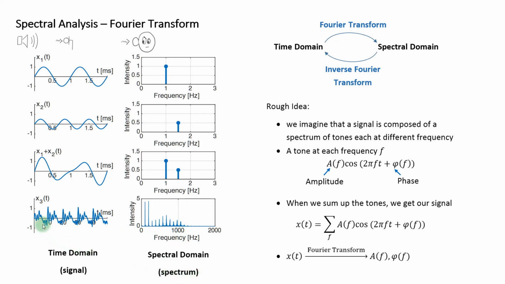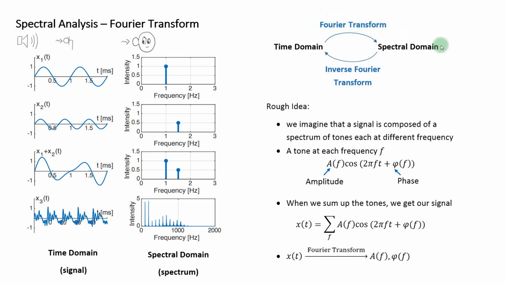Now, if you want to analyze a signal, for example, for the purpose of speech recognition, you may want to transform it from the time domain into the spectral domain. For that, you would need a mathematical equivalent of your ear. And this mathematical equivalent actually exists. When you want to take a signal in the time domain and turn it into the spectrum in the spectral domain, the mathematical ear that you can use is called the Fourier transform.